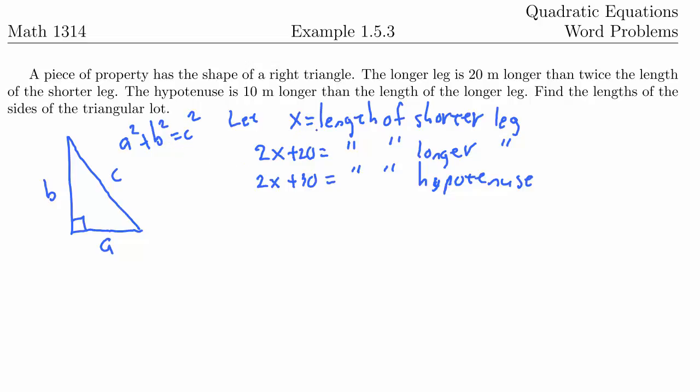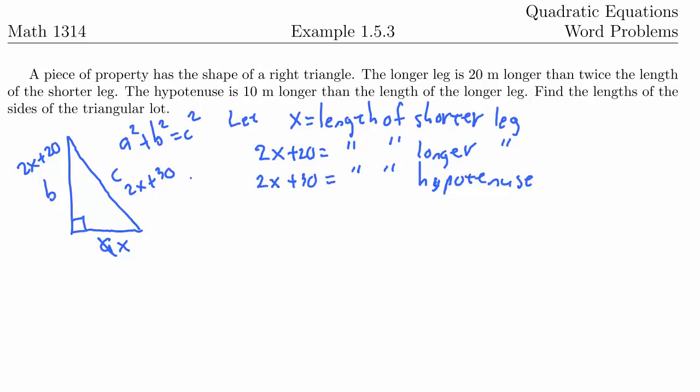So what I'm going to do is put x over here somewhere. It doesn't really matter if x is here for a or b. I'll just put x down here. That's the shorter leg. The longer leg will be the other side here. So the other leg must be 2x plus 20. And the hypotenuse is always right here. So that means that this is 2x plus 30.